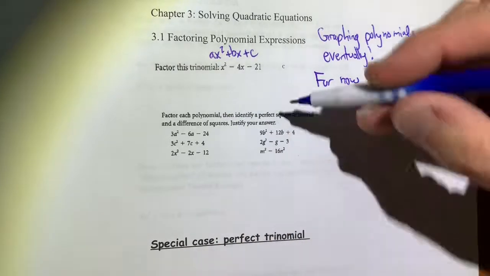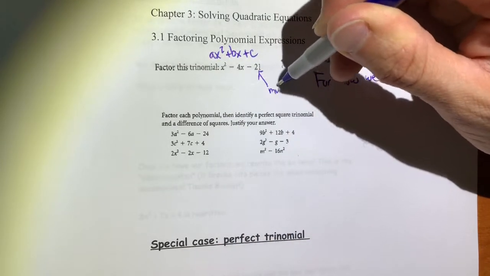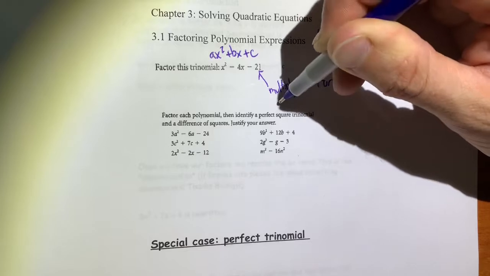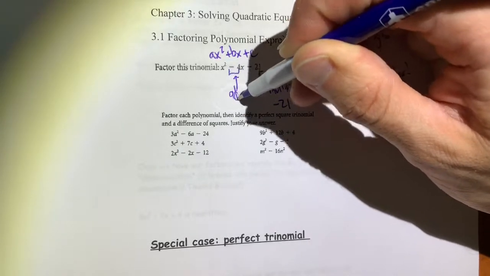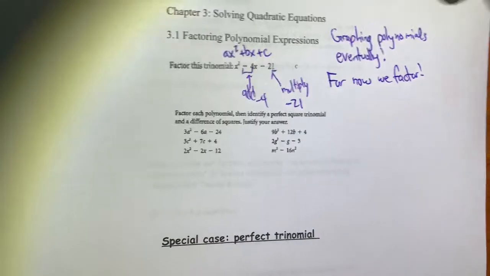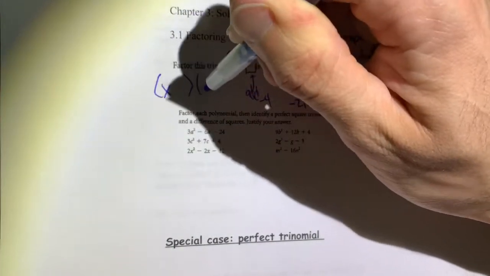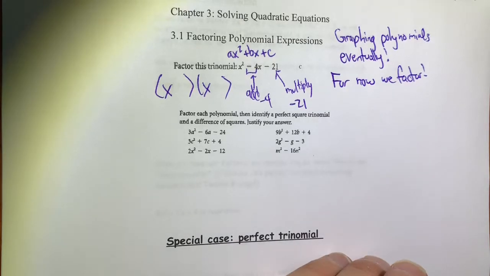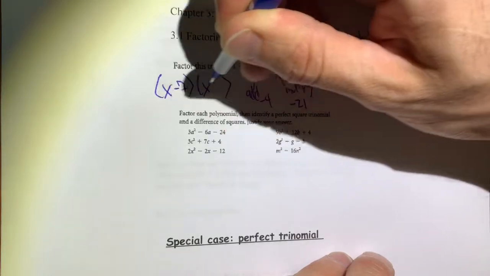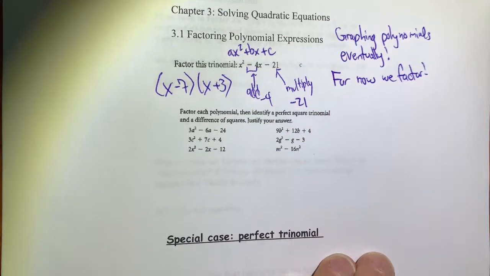So when you have something like this, you're looking for two numbers that multiply to negative 21 and add to negative 4. Okay, so we know that it's going to look something like this. Two x's, we know we're factoring it, so two numbers that multiply to negative 21 but add to negative 4 might be negative 7 and positive 3, and that's factored.